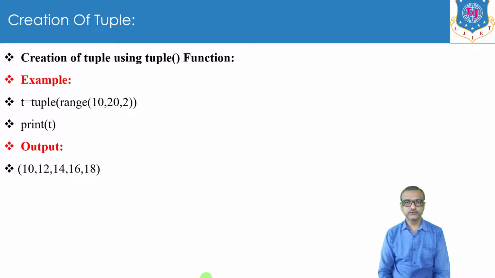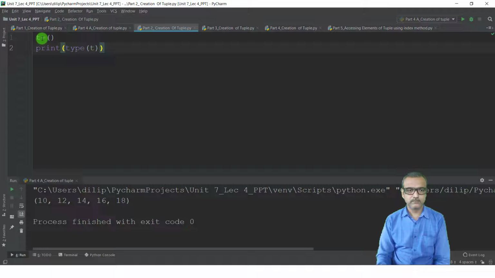Now I will show you the output of all these programs in PyCharm. See, this is the example of creation of an empty tuple.